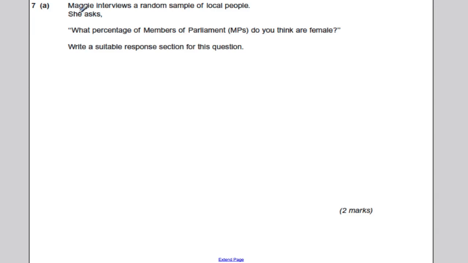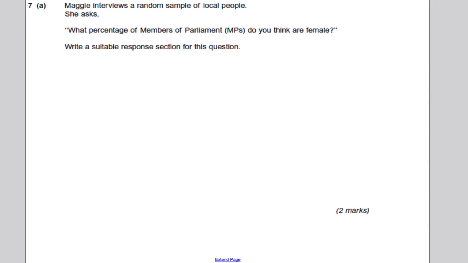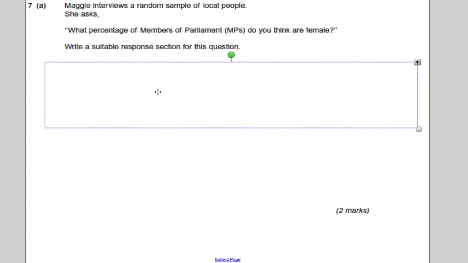Moving swiftly on, Maggie interviews a random sample of local people, and she asks, what percentage of the MPs do you think are female? So write a suitable response section for this question. Now, I suggest you look at the video I've done on questionnaires, because this is a typical question, and all we're going to do is make sure we have some tick boxes and that there's no overlap.